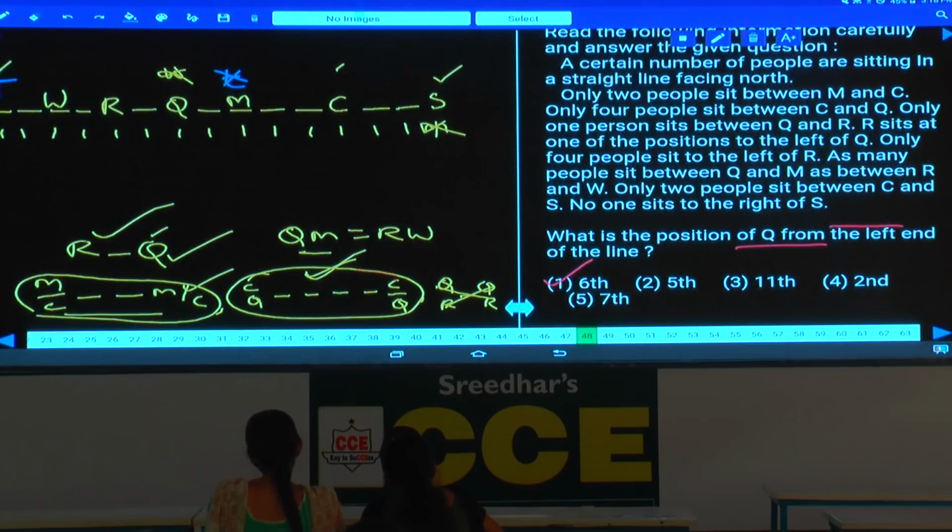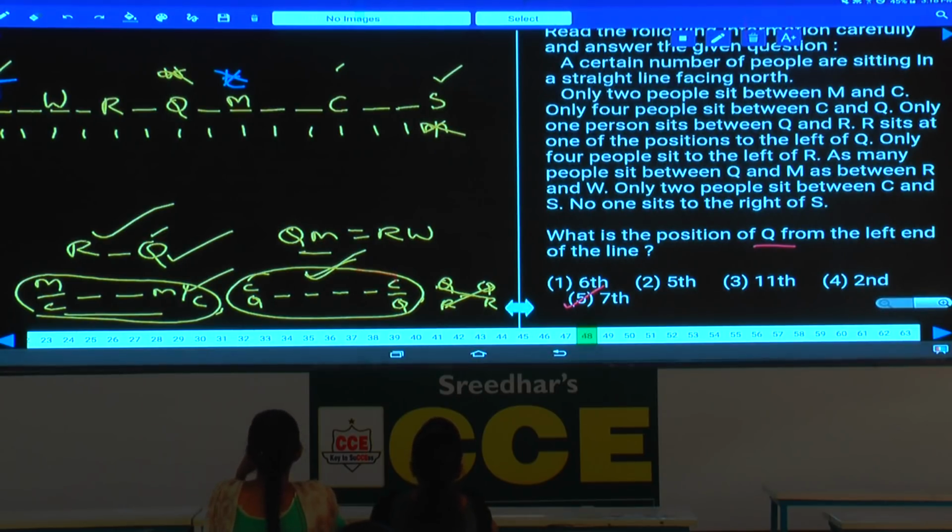Then question number 48. What is the position of Q from the left hand of the line? Yes, tell me what is the position of Q here? 1, 2, 3, 4, 5, 6, 7. 7th from the left hand, that is choice 5.